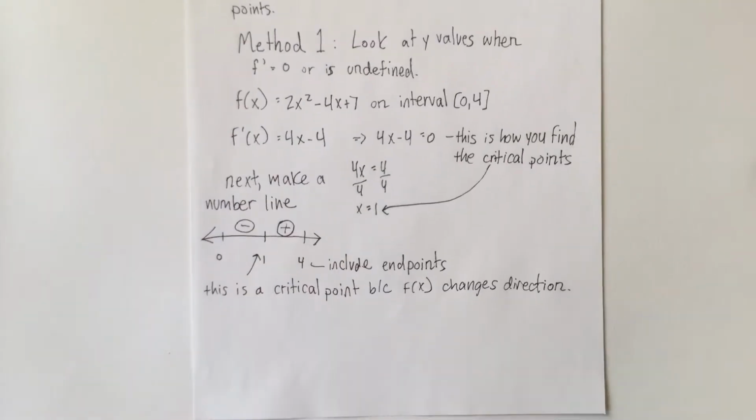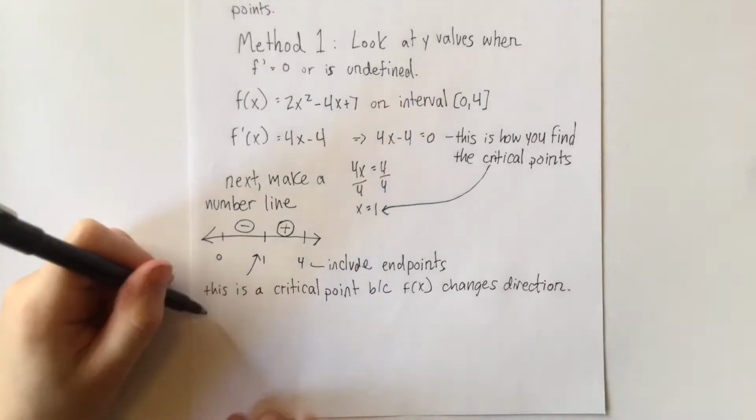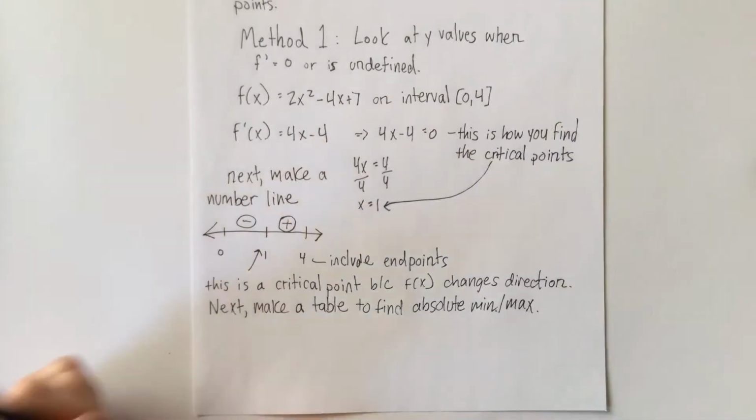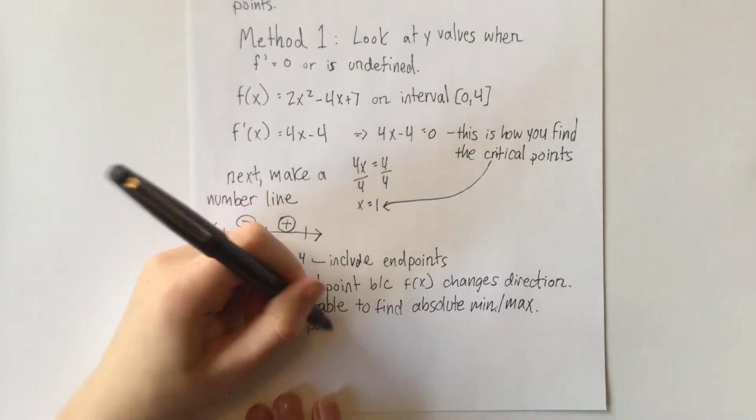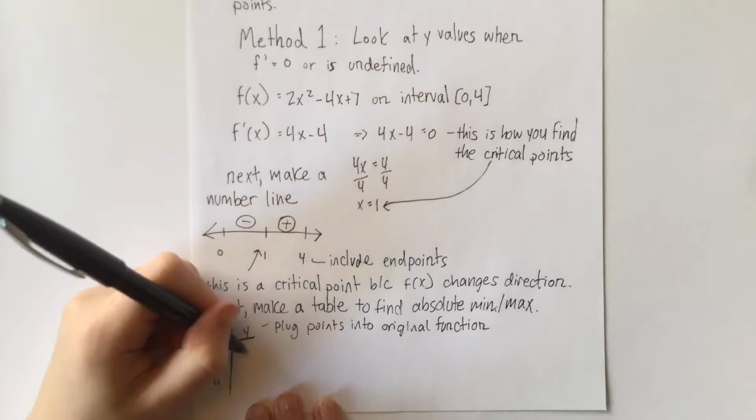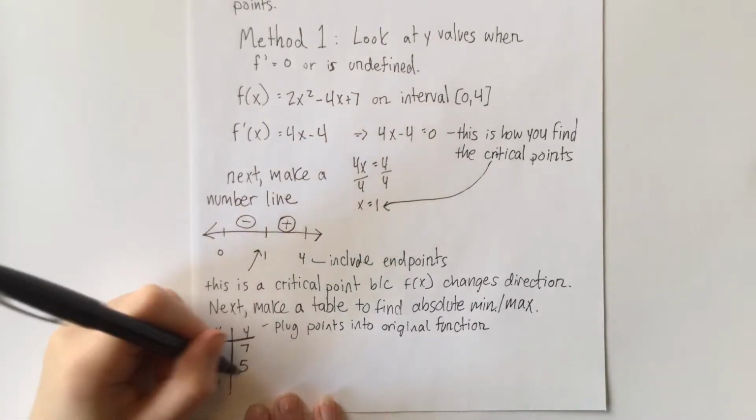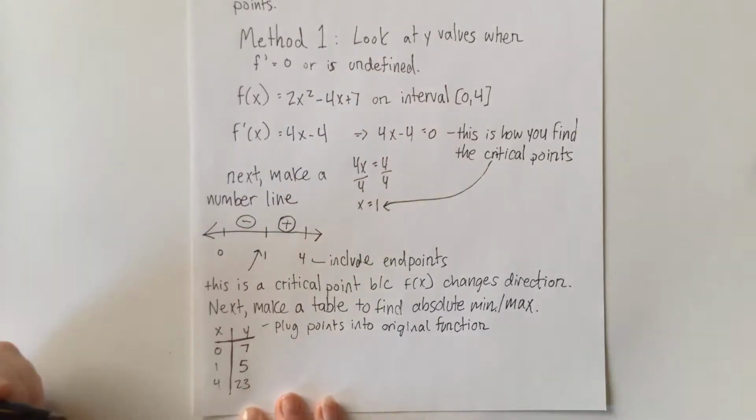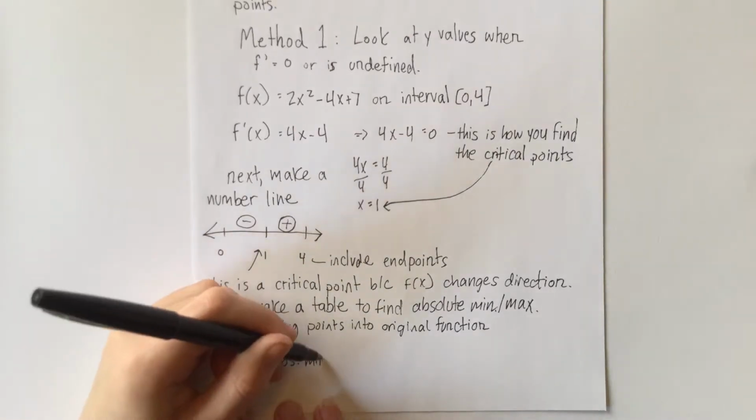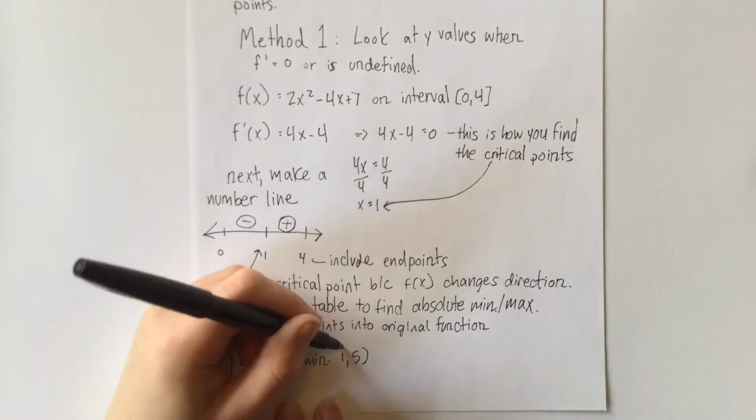Then we know that 1, since it goes from negative to positive, is a critical point because f of x changes direction. Next, we make a table to find the absolute max and min. We plug it into the original function. So we plug in x equals 0 to get 7, x equals 1 to get 5, and x equals 4 to get 23. We find that the absolute min is (1, 5) and the absolute max is (4, 23).